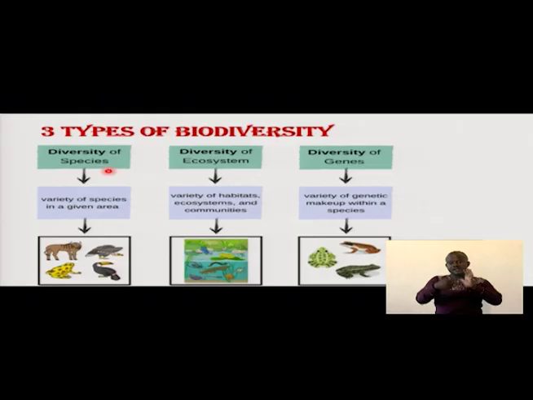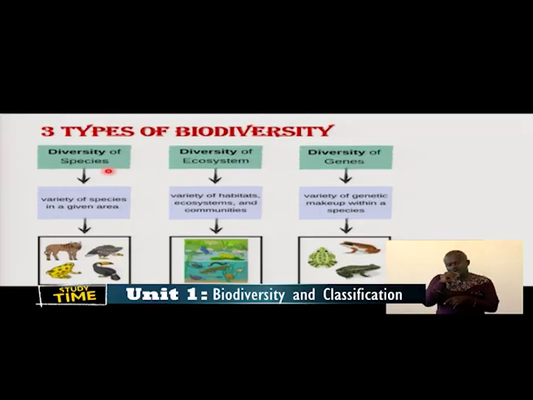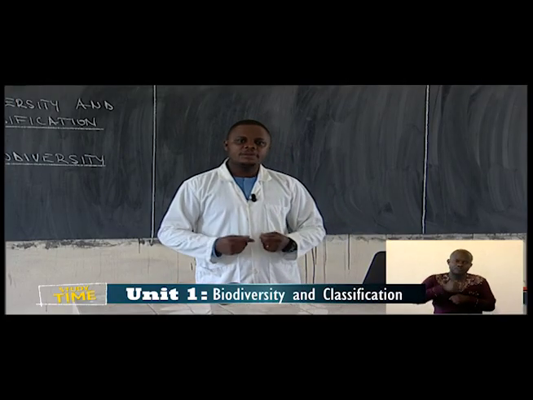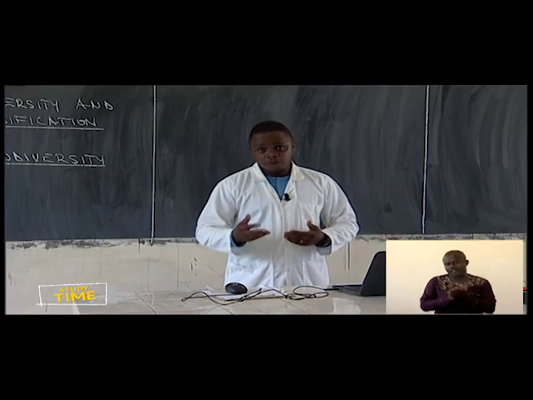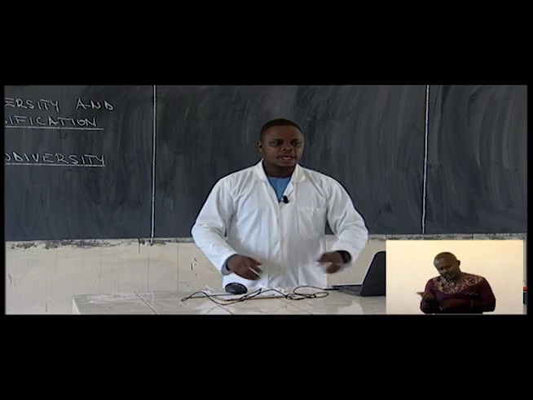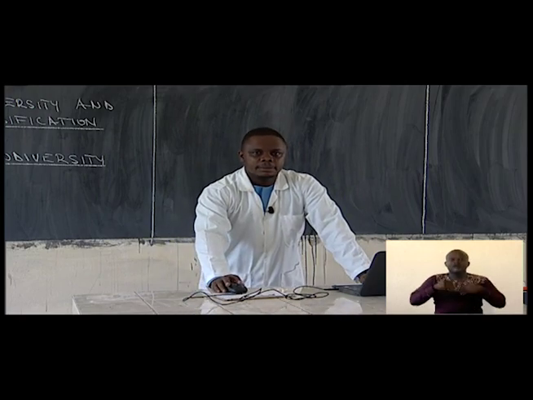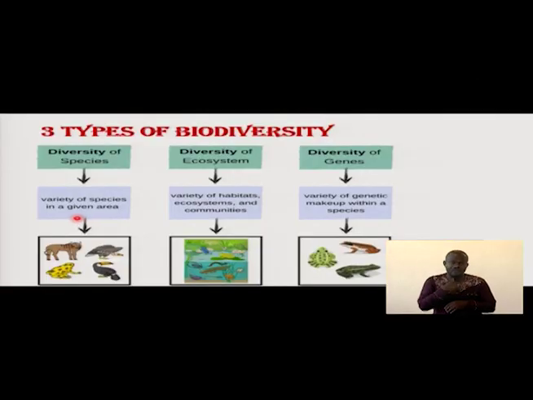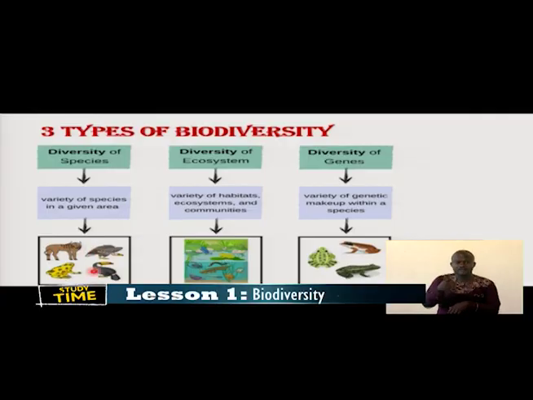Species means the group of organisms which can interbreed to produce a fertile offspring. That means organisms of the same species are able to produce and give a fertile offspring. The offspring will be able to grow and also produce other species. Like you see in this diagram, we have a variety of species in a given area. You can see these are organisms of different species.